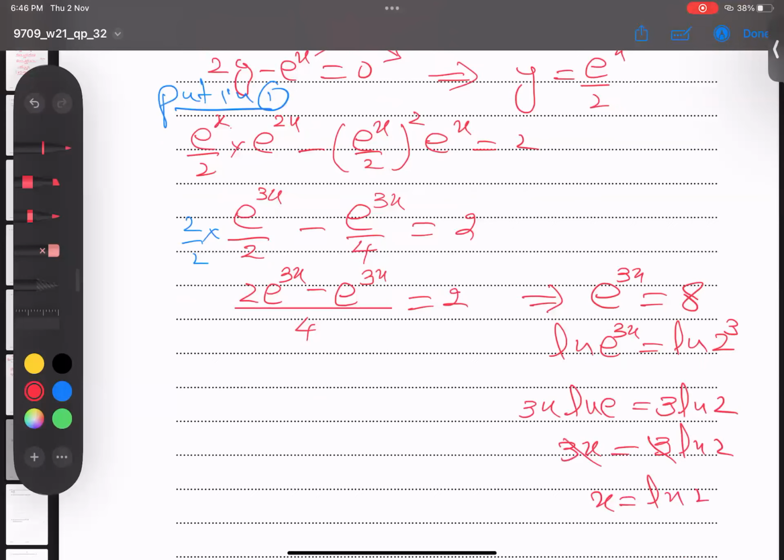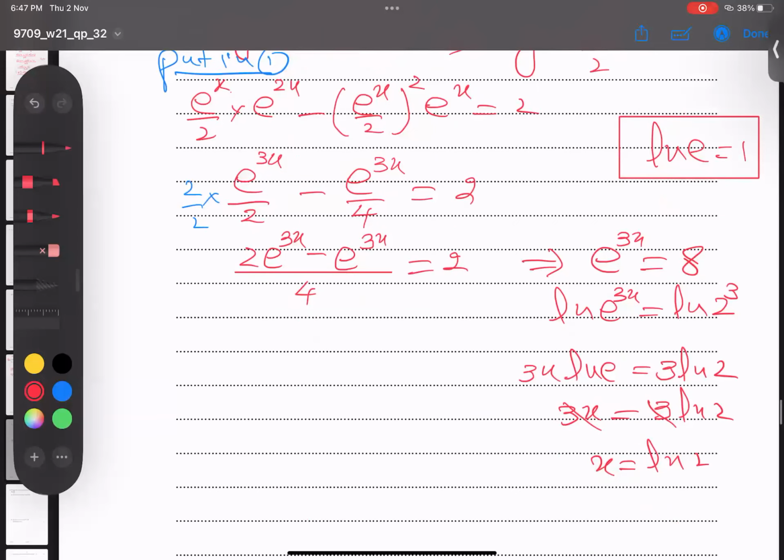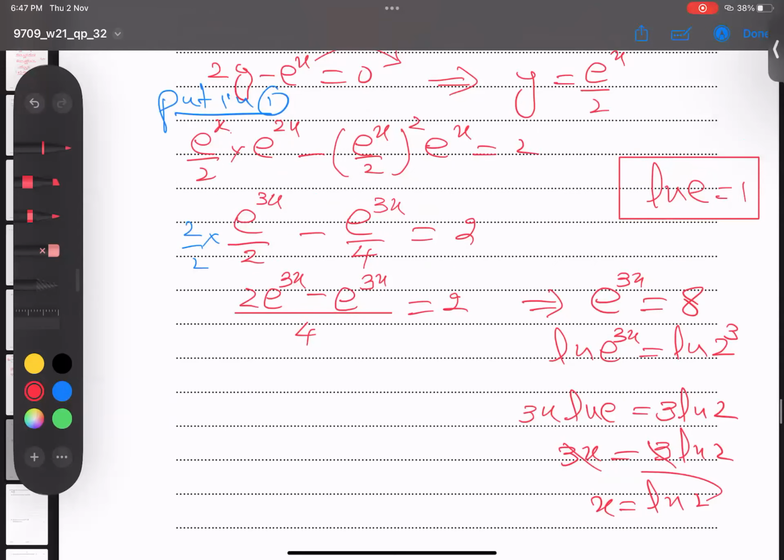Wait a minute, let me recheck. Yeah, and ln e is 1. Some students can ask me, sir, where has ln e gone? ln e is actually 1, so don't forget this criterion. So the x value, I got it. I'm looking for the y value. This value I plug in there.